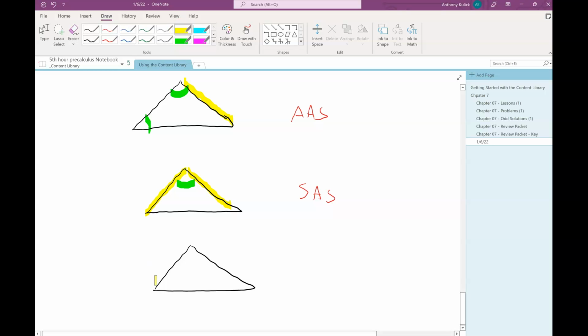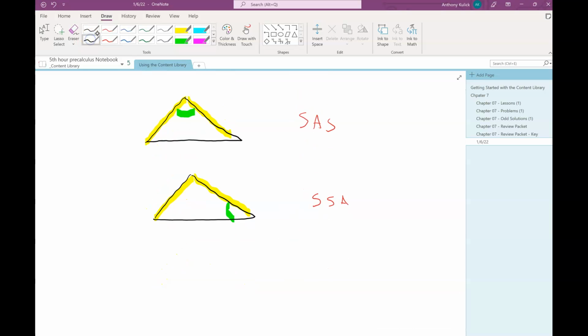An SSA situation would be something like this, where one of the sides is not part of the angle. And this is the one that's critically important that we're able to tell the difference between. For one of them we should use the law of sines, for the other we should use the law of cosines. So it's really important that you're able to tell the difference between these two. Yes, absolutely.